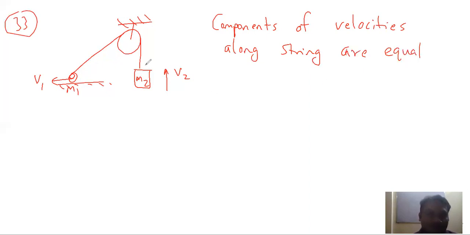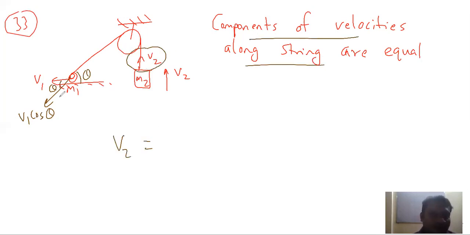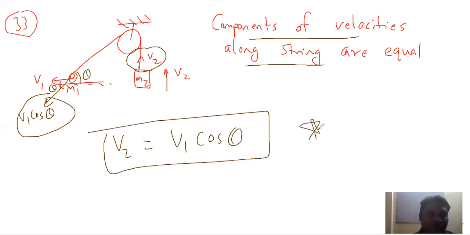So let us consider this string. If I consider the components of velocity along the string, they are equal. So v2 is the component which is already along the string. And if I consider the component of v1 along the string, this is angle theta, so this will be v1 cos theta. So I can say v2, the component of velocity along string, equals v1 cos theta. So v2 is v1 cos theta.